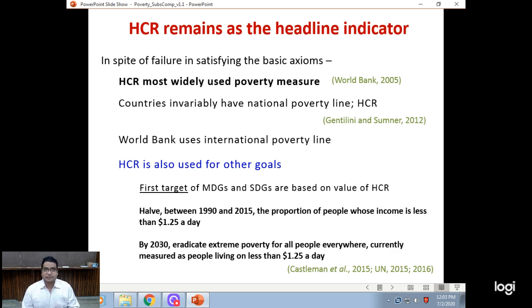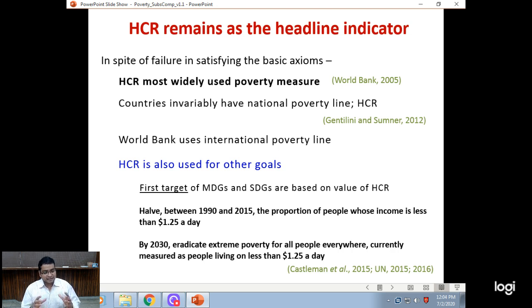But the more surprising thing is, though the headcount ratio fails some of these desirable, basic properties of a poverty measure, HCR still remains till date the most widely used poverty measure. And this is not in one society or one country, it is worldwide. Countries invariably have their national poverty line, and they measure and report the national poverty year by year on the basis of headcount ratio. The World Bank uses an international poverty line. Currently, it is $1.9 per capita income in purchasing power parity terms.